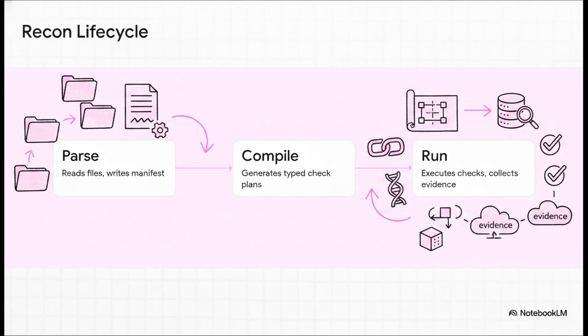Okay, so to keep everything highly predictable, Recon strictly separates its CLI lifecycle into three distinct phases. First up, we parse, reading the files and building a machine-readable manifest. Next, we compile, which expands those readable files into explicit, typed check plans. And finally, we run, that actually executes those plans against the database and collects the evidence. It creates a really clean, solid boundary between what the user intends and what the database actually executes.